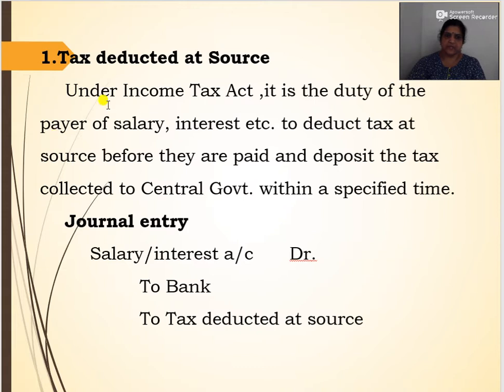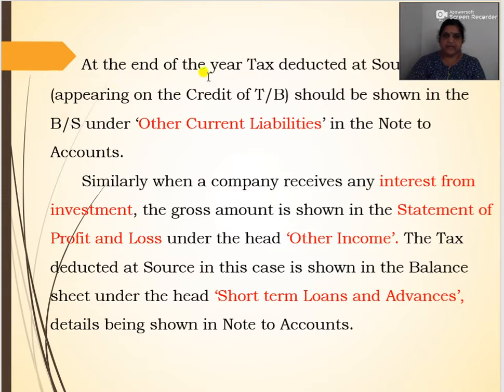One is tax deducted at source. In the journal entry, salary or interest account debtor to bank and to tax deducted at source. Okay. Then at the end of the year tax deducted at source should be shown in the balance sheet under other current liabilities.